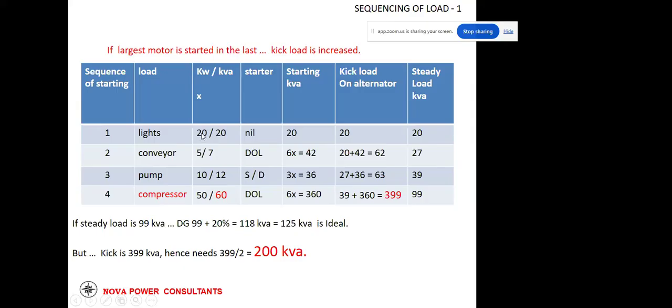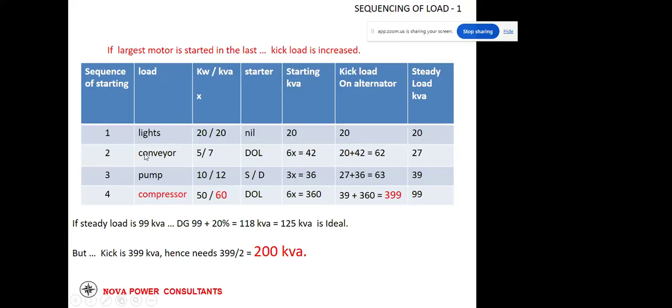So it is 20 kW. In lights, kW and kVA are the same because their power factor is 1, the power factor is unity. No starter is needed for that. So as soon as the lights are switched on, the load on the generator will be 20 kVA only. Starting is 20 kVA. There is no separate kick on the generator. So once the lights are started, 20 kVA load is continuously on.